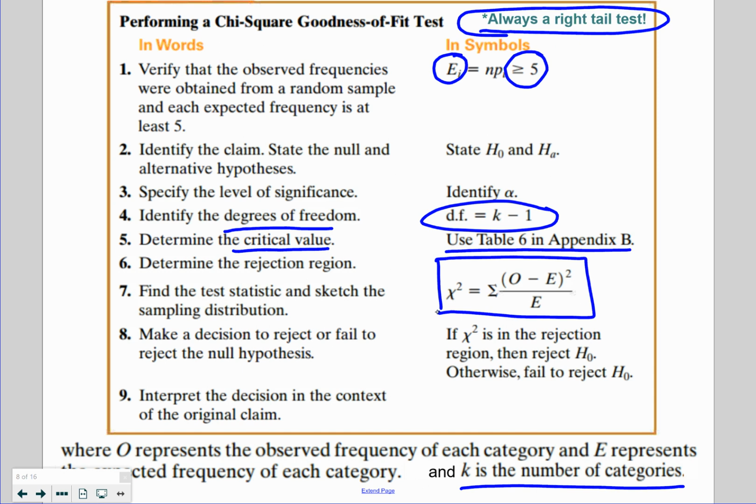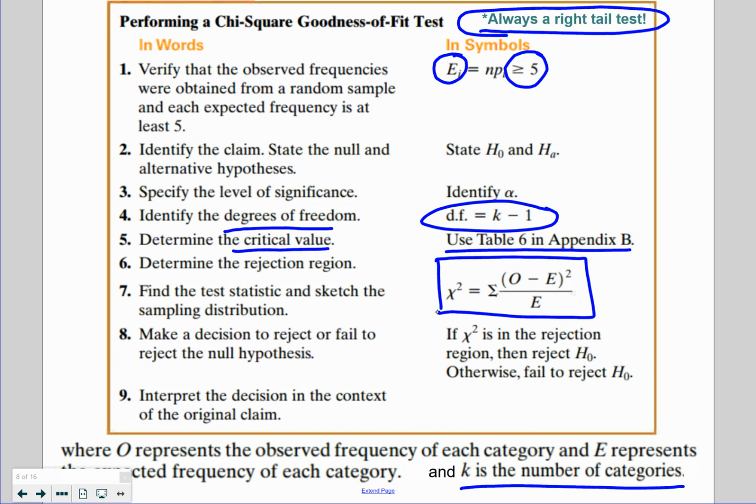For each category, you're going to calculate the following: O minus E squared divided by E. And then all of those values you're going to sum up. That sum will be your chi-squared statistic. And then we're going to determine, just like our other hypothesis testing, is it in the rejection region or not?